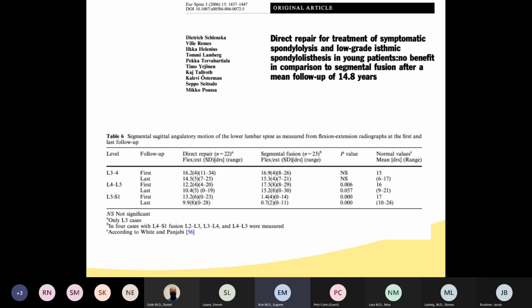Concerns. Excellent talk, though, Peter. I thought this paper was interesting though, because they were doing the direct repair for really high-grade slips, almost reduced spondylolisthesis with the wire, it sounded like. That's my point. That this group of patients is not the patient that was described the other day.